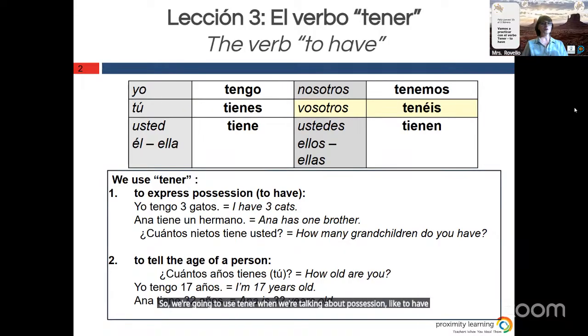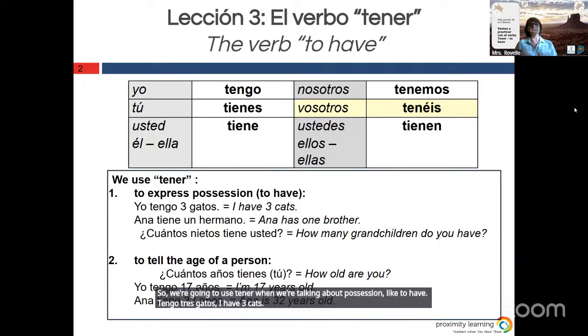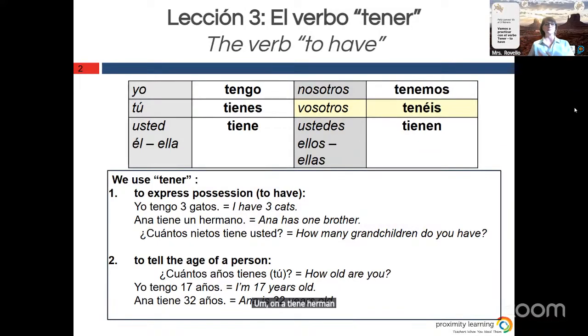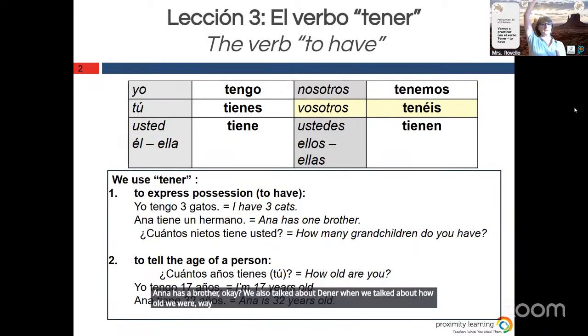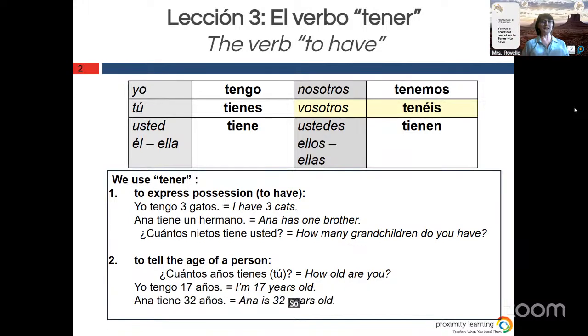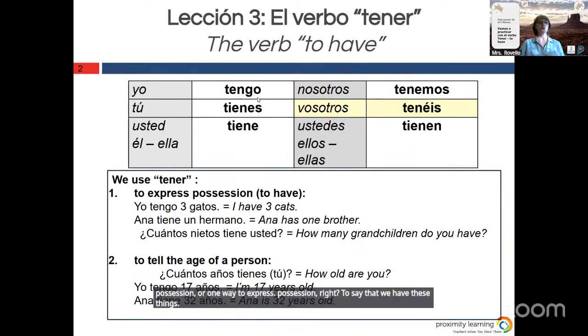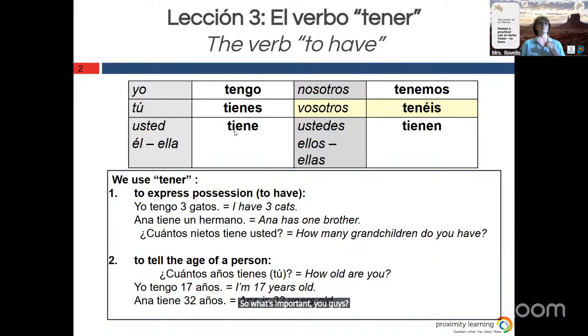Tengo tres gatos. I have 3 cats. Ana tiene un hermano. Ana has a brother. We also talked about tener when we talked about how old we were way back in August, you guys. So tengo 17 años. Ana tiene 32 años, whatever, right? So those are the ways that we express possession, or one way to express possession, right? To say that we have these things. So what's important, you guys? Tengo, tienes, tiene, tenemos, and tienen.